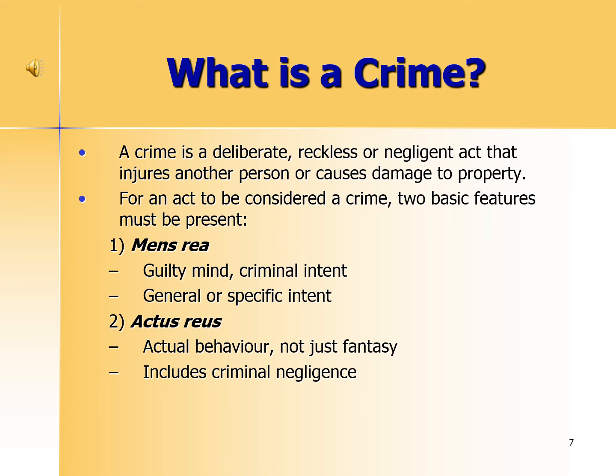The second principle is what's called actus reus, and that is that a criminal act has to actually take place. In other words, it can't just be a fantasy. You can't arrest somebody because they fantasize about committing a criminal act. But there's one important exception to this, and that's what's called criminal negligence. And this is related to both the mens rea and actus reus.